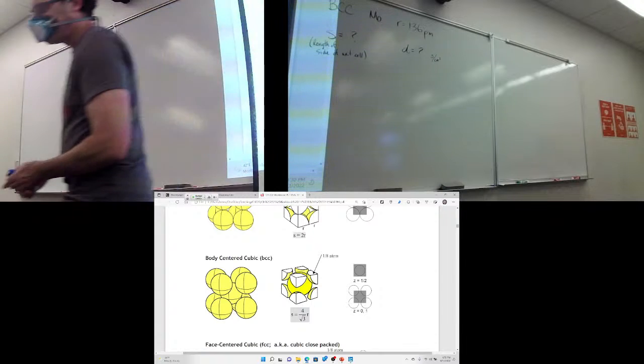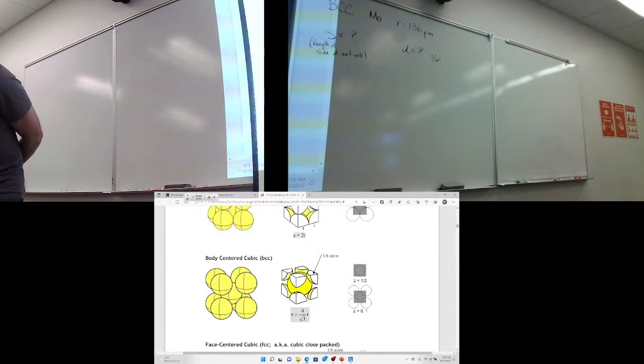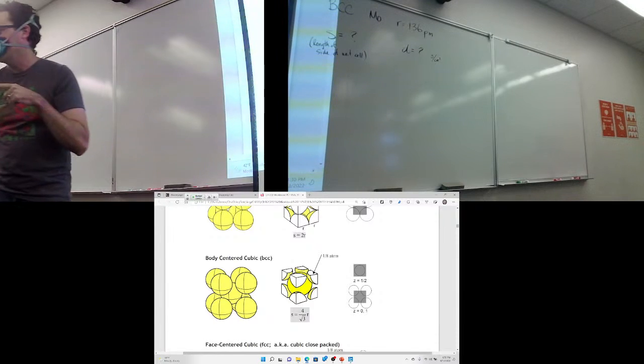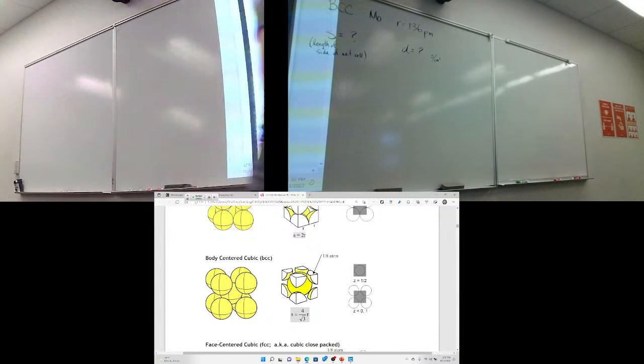Am I going in the right direction? Yeah, that is fine. Before you convert to volume for the next part, I would convert picometers to centimeters to make things easier. Before you do any volume calculations.